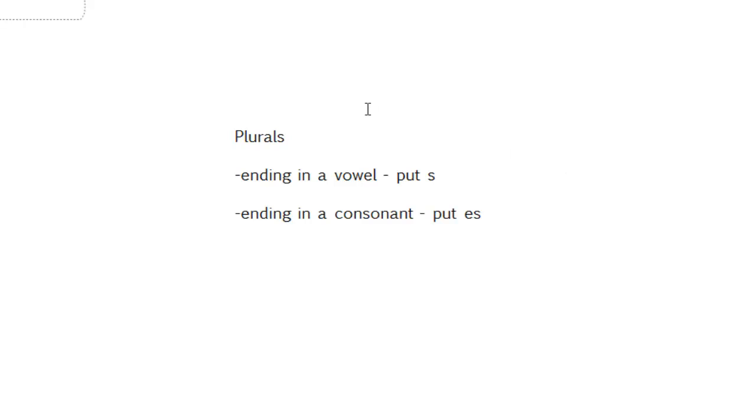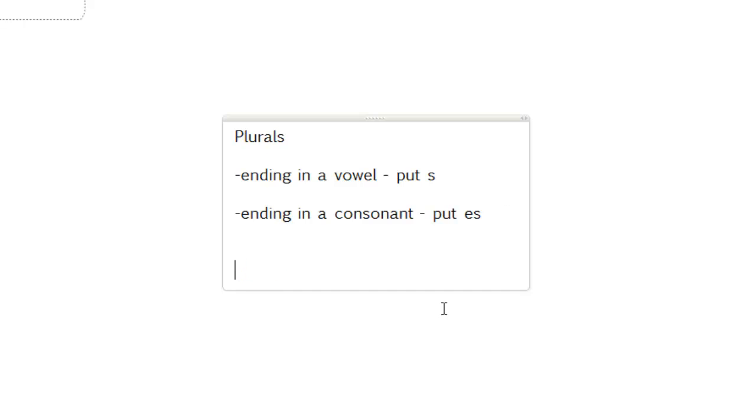So we're gonna have a quick look at the rule. When you have a noun that ends in a vowel, for example, the word playa, which means beach, remember, we're going to the beach, vamos a la playa. And if you want to say beaches, playas, like that. Simple as that. It's not difficult.